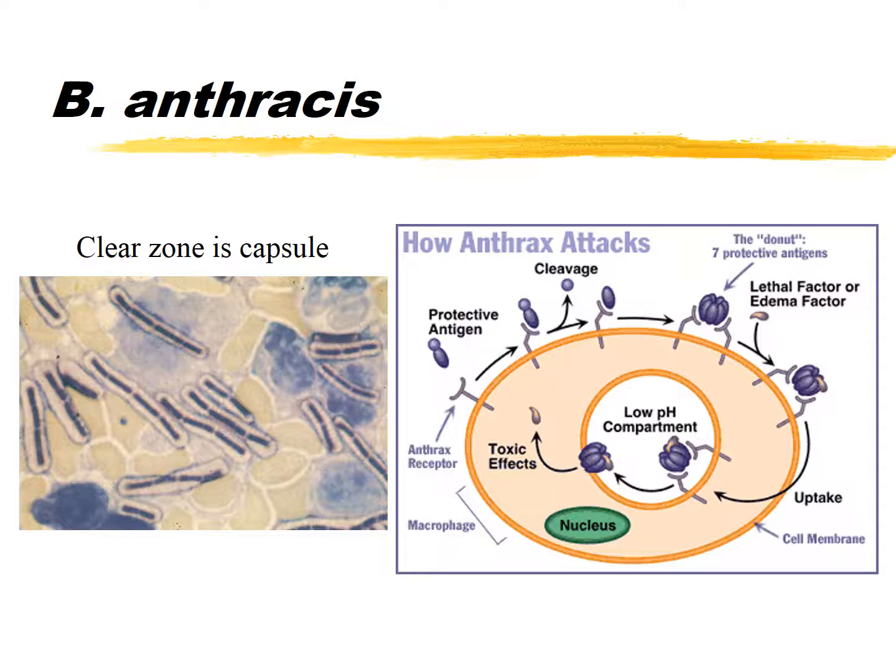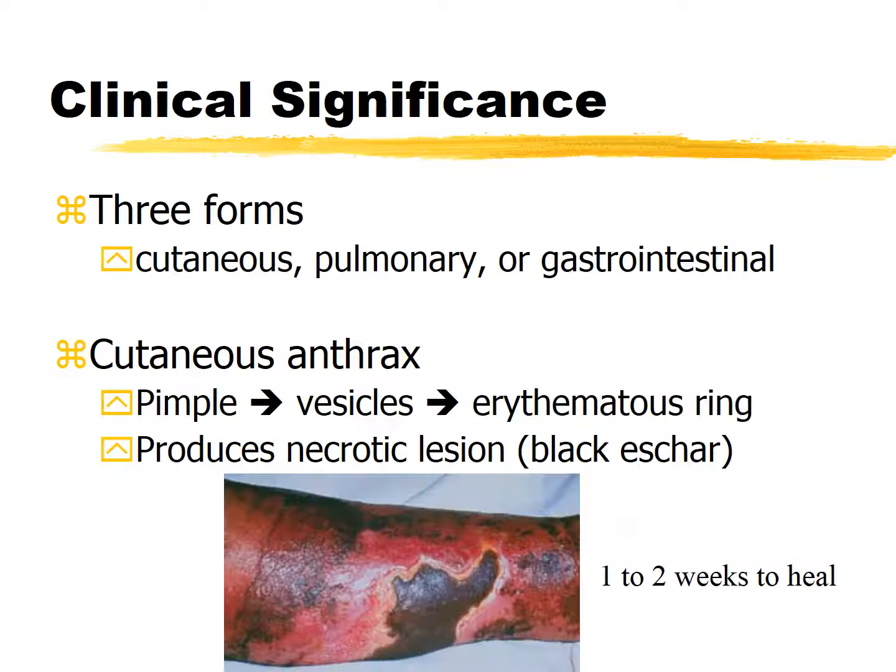And then the diagram on the right shows you how the protective antigen, the lethal factor, and the edema factor affect how anthrax gets into the cell. The protective antigen actually just allows it to adhere to the cell surface, and then the lethal factor and the edema factor work with the protective antigen and can cause cell death. There are three forms. There's cutaneous, pulmonary, and gastrointestinal. So cutaneous anthrax starts out as a pimple, vesicles, and then it goes to an erythematous ring. It produces necrotic lesions which turn black.